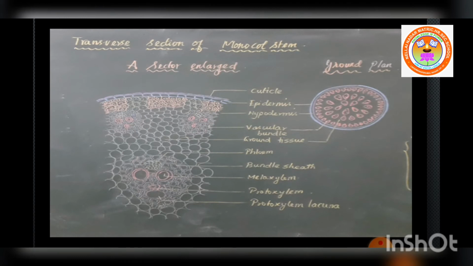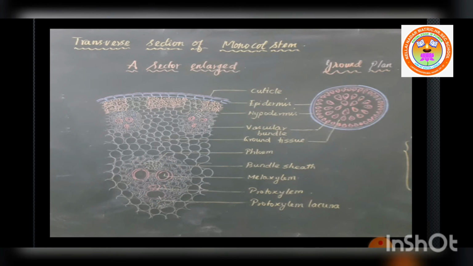See the picture, transverse section of monocot stem, a ground plan and a sector enlarged. It comprises three different types of tissue system: epidermal tissue system, vascular tissue system and ground tissue system. Epidermal tissue system includes epidermis, cuticle, stomata. Then ground tissue system, not differentiated into cortex, endodermis, pericycle and pith. It's a continuous mass of parenchymatous cells. The vascular bundles are scattered.